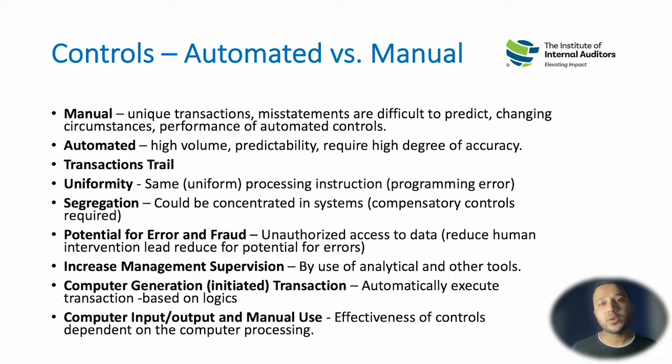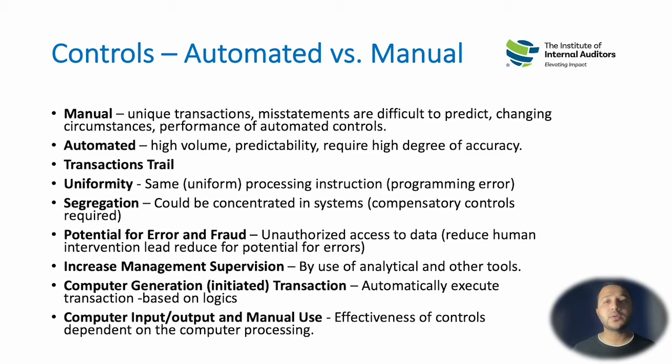So manual controls are good where we have unique situations where we cannot have a repetitive nature of activity, or where there are exceptions. So in that case, it is important that there is a human involved, who takes the right, appropriate action based on his best available information and judgment. So there, automated controls might not work.